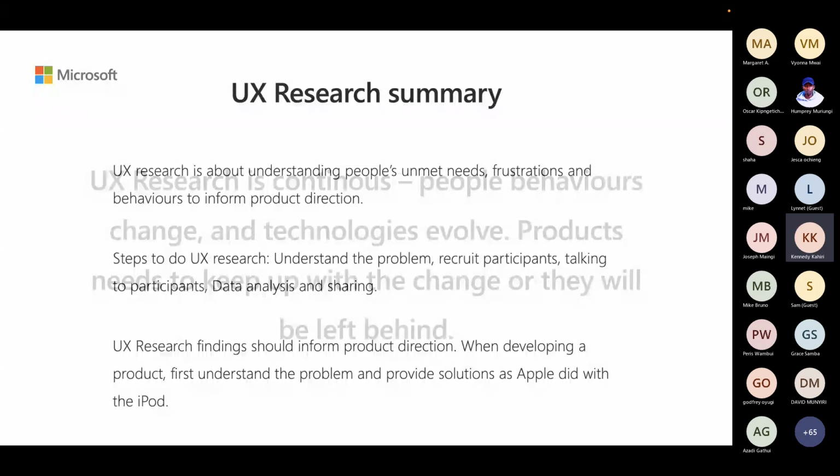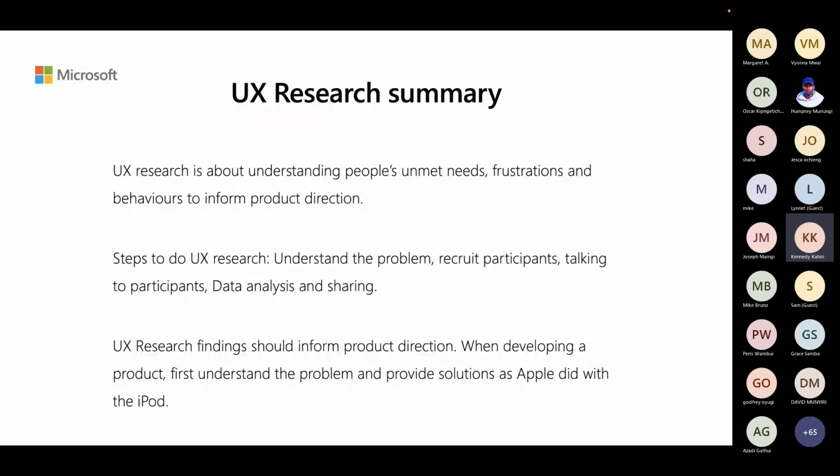So we have talked a lot. So in summary, I'll say this. One, user research is about understanding people's unmet needs, frustrations, and behaviors to inform product direction. It's about the people you're designing for. So if you're working on an idea, make sure you talk to people who will use this product, so that you can tune your product to solve their problems. We have seen how the iPod changed music, how people listened, and how people purchased music entirely. It's because they understood what the user problem was.